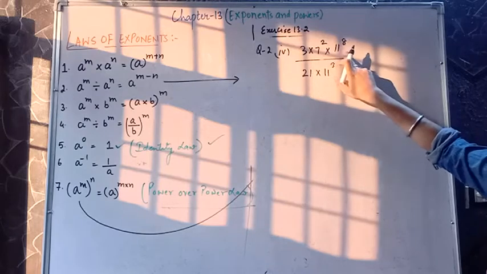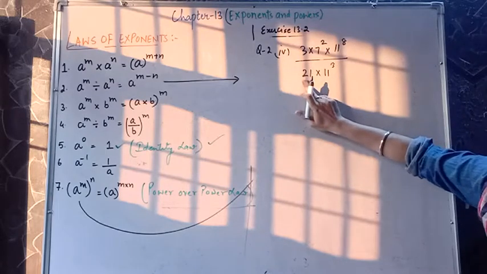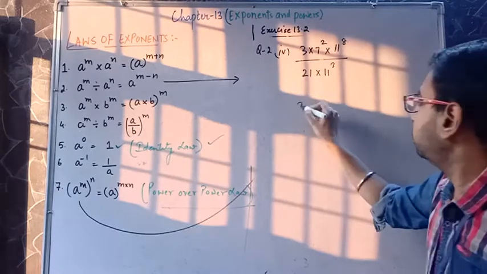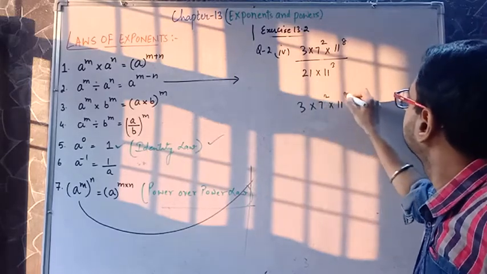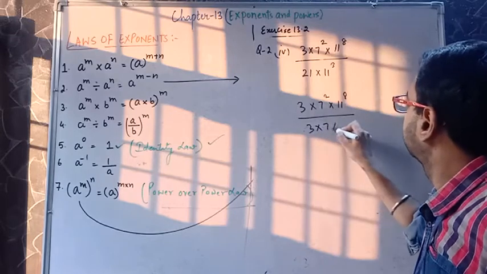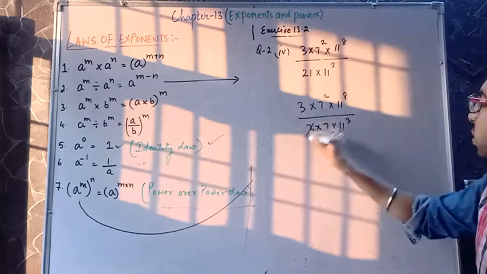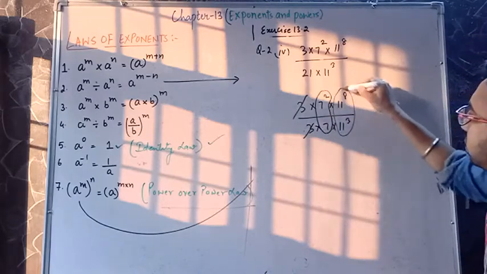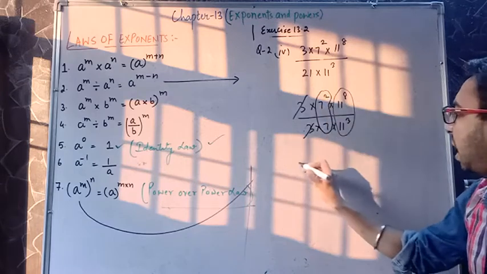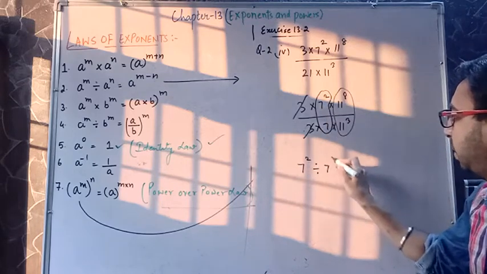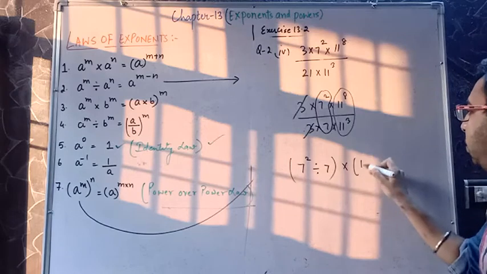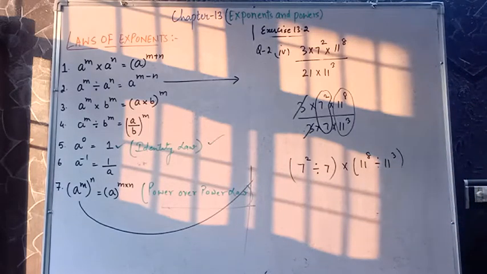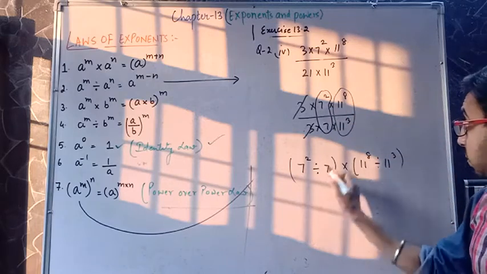3, 7, 11 base, 21. I can convert 21 into 7 into 3 because 21 is 7 into 3. Any doubt? 3, 3 cancel out. It means we are left with this and we are left with this. Solve it. Simple. It means that 7 raised to power 2 divided by 7 multiplied by 11 raised to power 8 divided by 11 raised to power 3. Any doubt anyone is having? It means this only, na? Division. So it is 1.